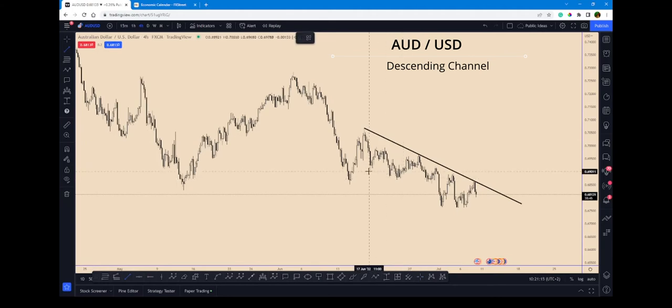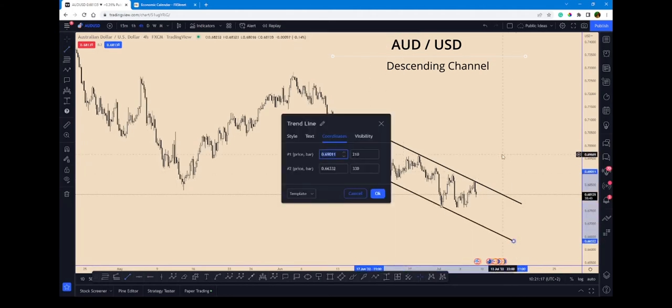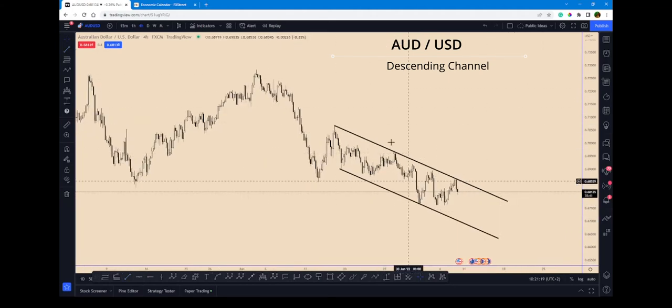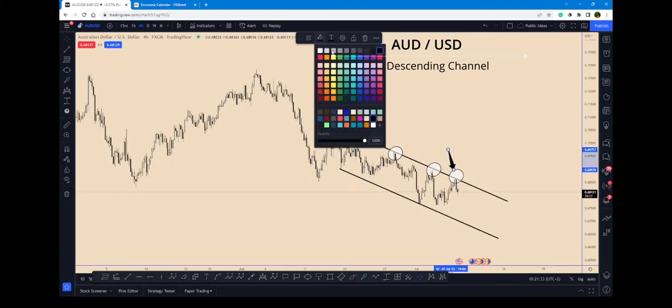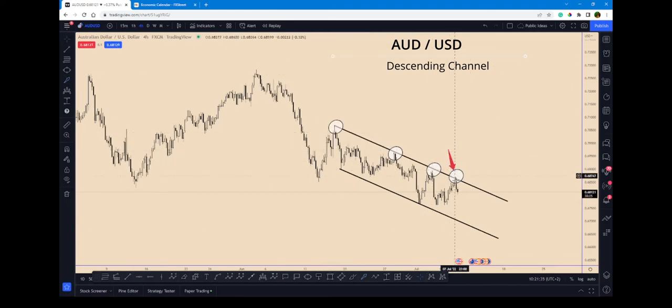Price is still developing within the channel. Interesting setup as well. As you can see, price was stopped also for the third time. This is the third time. Price was stopped close to this point. It is moving back again.